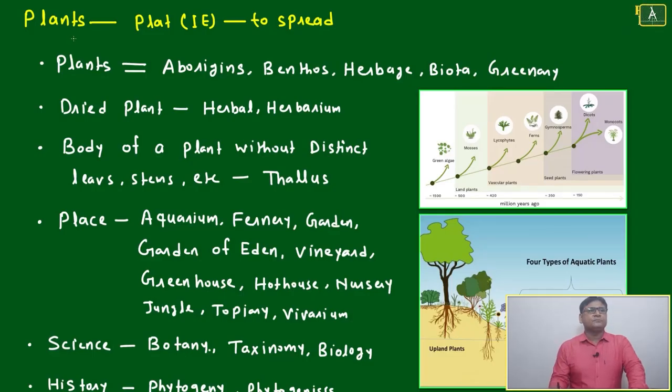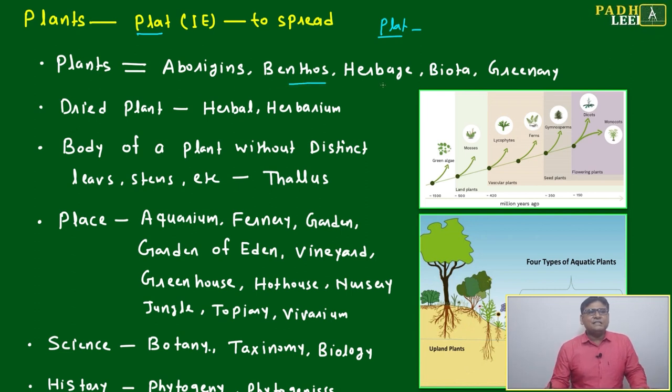Idea unit. This is plants. Plants are coming from plat, that is the Indo-European unit. Meaning is to spread. Anywhere words are related to plat, the meaning is something is there, it is increasing. It is spreading. It is increasing or spreading.